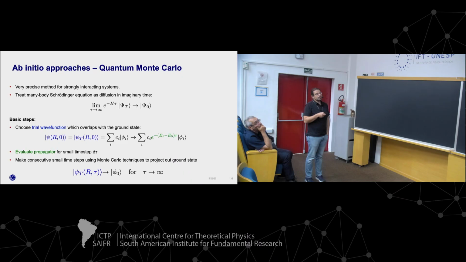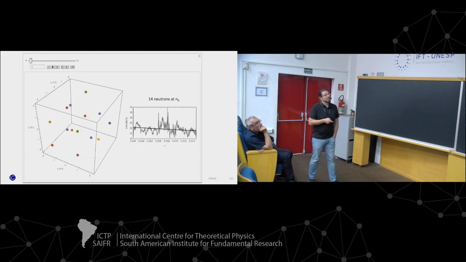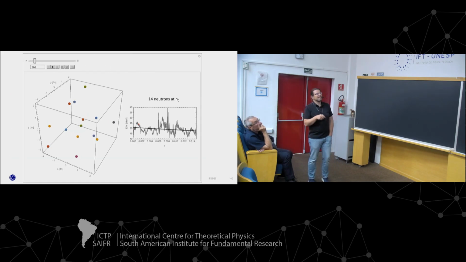And usually you solve this integral by splitting it into many, many small time steps, and then you can solve every time step using Monte Carlo integration techniques, which is why it's called quantum Monte Carlo. It's quantum because it solves a quantum problem, and it's Monte Carlo because it uses Monte Carlo integration, and that's it, basically. I'm sorry, that's a very bad-looking animation, but it still tells you what happens.